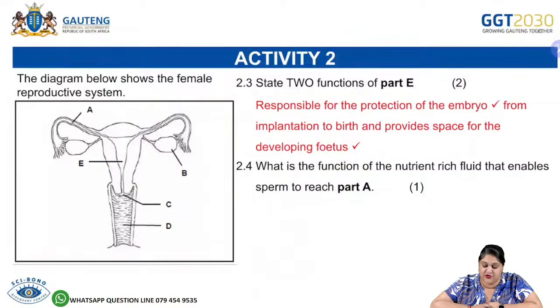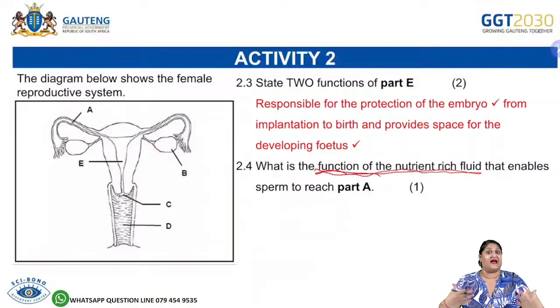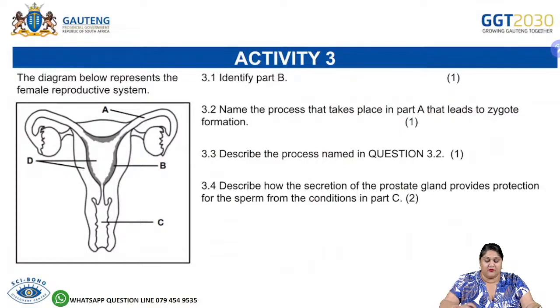What is the function of the nutrient-rich fluid that enables sperm to reach part A? So they want to know, from the accessory glands, they have this fluid. The sperm has to move there. It has to propel itself. So what is going to do that? It's going to give the sperm energy. Remember we spoke about that? The fluid gives the sperm energy. That's the main thing, because it needs energy to move and propel itself.